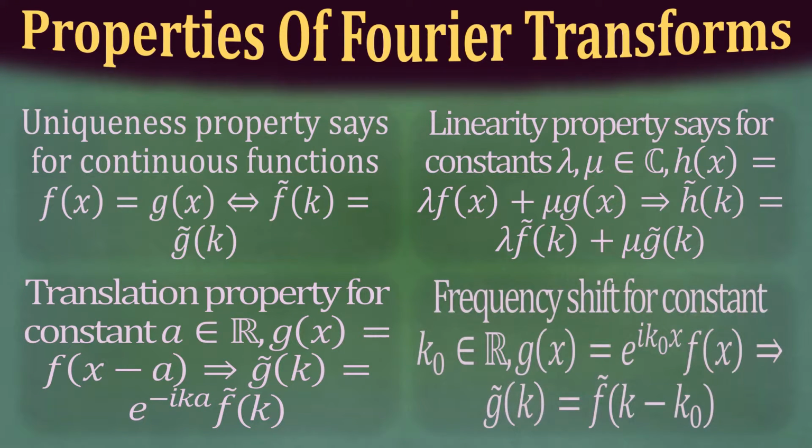We have the frequency shift that for constant k naught in the reals, g of x equaling e to the i k naught x times f of x implies g tilde of k is equal to f tilde of k minus k naught.